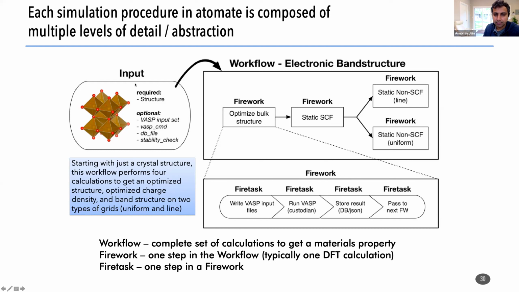But once you give it the inputs, it will actually create a bunch of calculations, in this case, a series of 4 separate DFT calculations that will help you optimize the geometric structure, optimize the electronic structure, and then do various high K-point calculations in order to give you the electronic band structure. And within each of these calculations, it will write the input files for you. It will run the code for you. It will store the results in a database and pass any needed information to the next calculation.